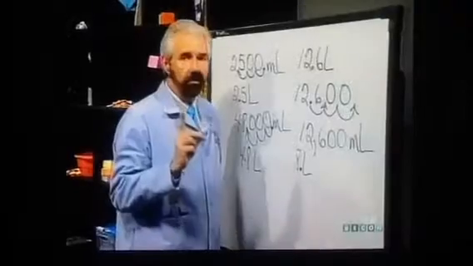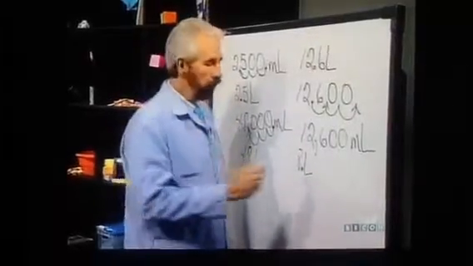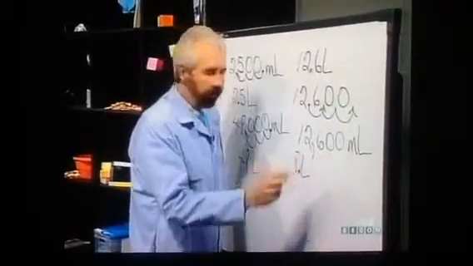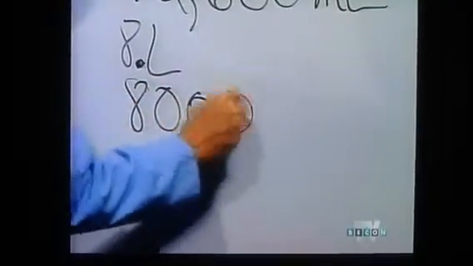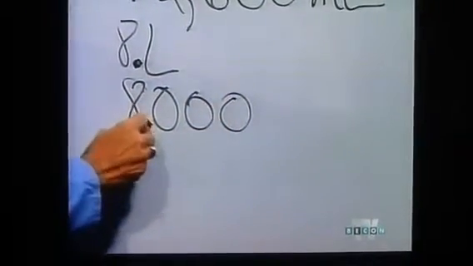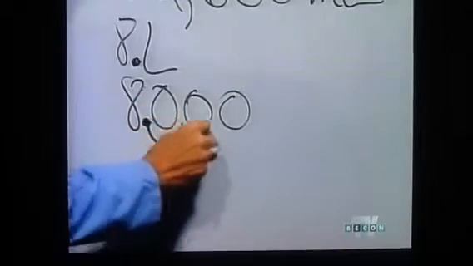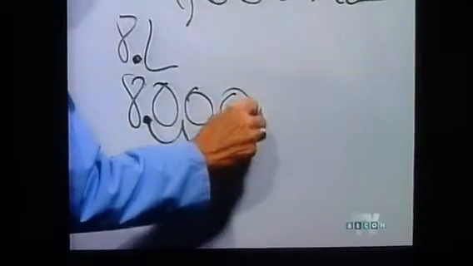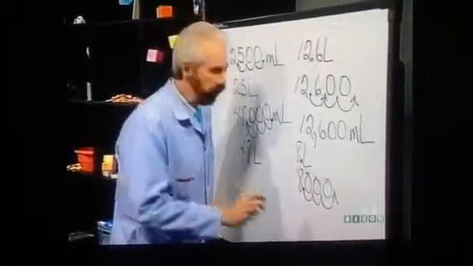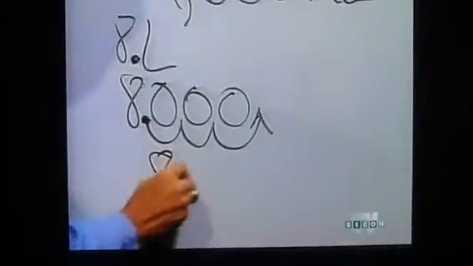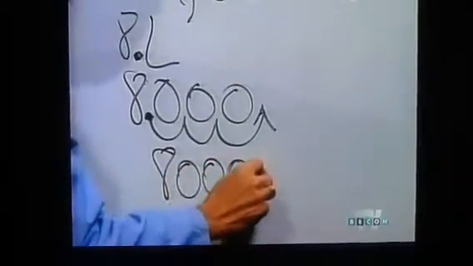So, it's going to be necessary to add 3 zeros because I have no place to move it at this time. So I will add 1, 2, 3 zeros. Now I can move this decimal 1, 2, 3 places, which means that 8 liters is equivalent to 8,000 milliliters.